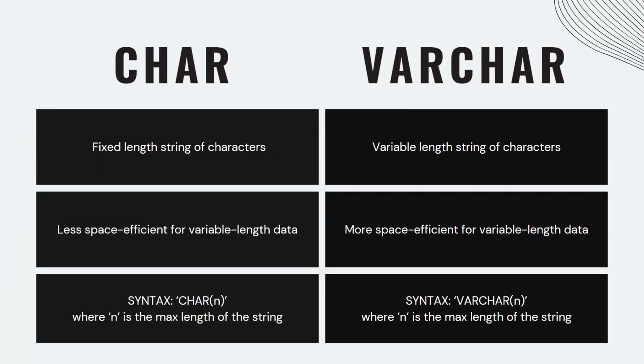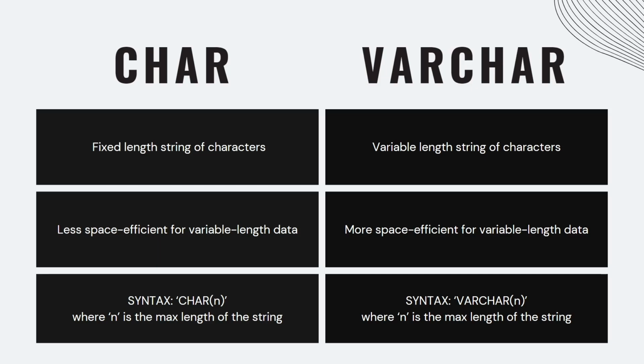CHAR stores fixed length strings where the length is specified when the column is defined. For example, CHAR(10) will always use 10 characters of storage regardless of the actual length of the stored data. Whereas VARCHAR stores variable length strings where the length can vary up to the maximum specified length. It only uses as much storage as needed to store the actual data, plus a small overhead for the length of the string. CHAR may waste storage space due to fixed length allocation, especially if many strings are shorter than the defined length. VARCHAR is more space efficient as it only uses the necessary space for the stored data, resulting in potentially lower storage requirements.